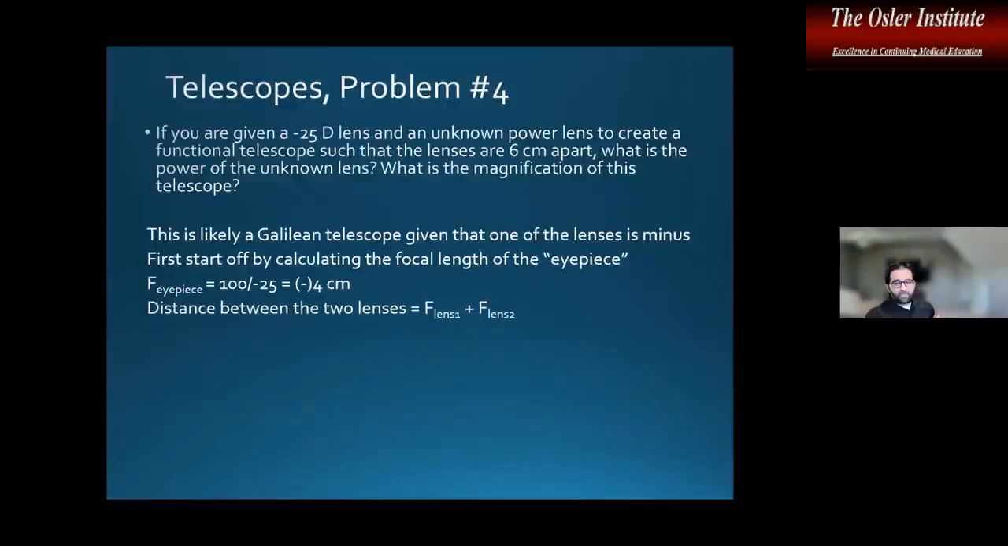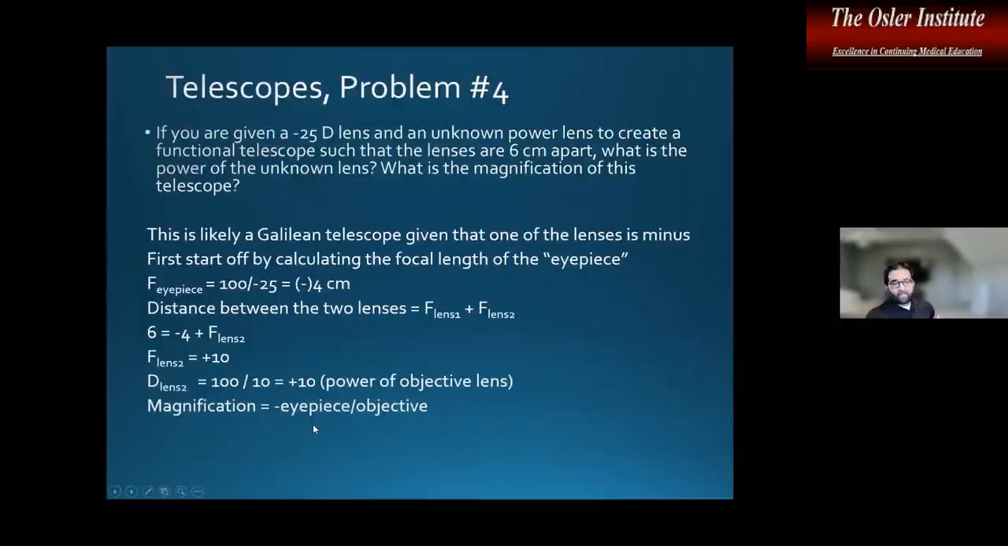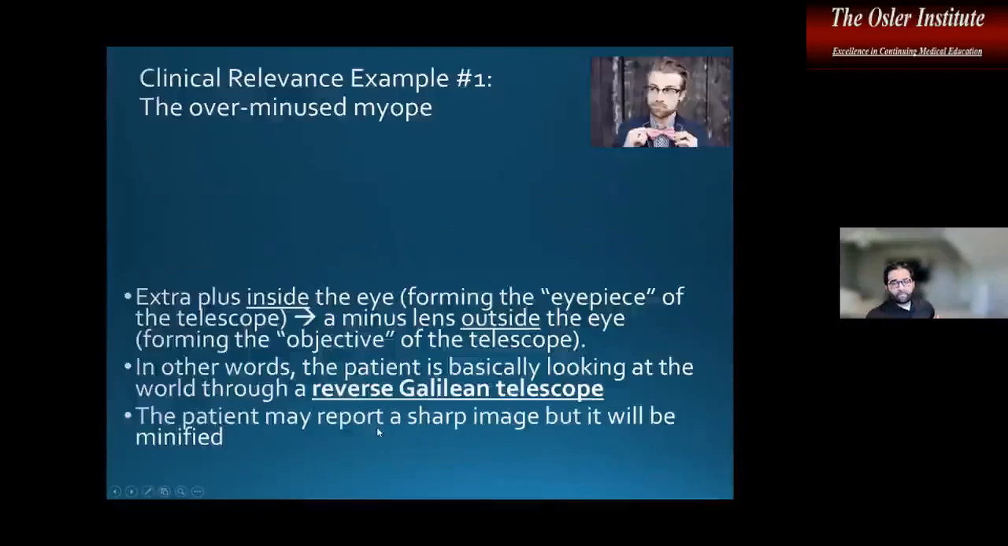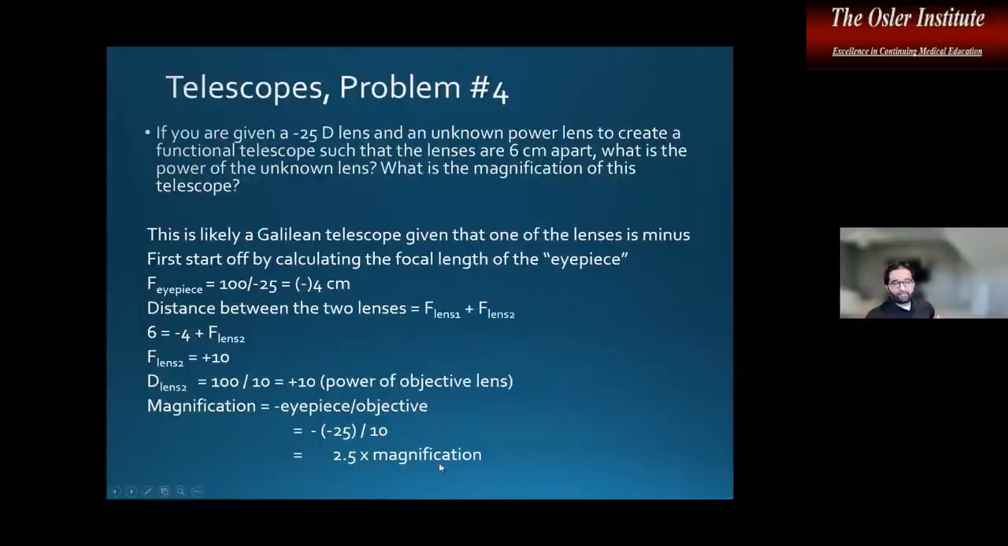So the distance between the two lenses must be the focal length of the first lens plus the focal length of the second lens. We know they want a functional telescope, so the lenses are 6 centimeters apart. So 6 equals -4 plus the focal length of the second lens. We bring the 4 over here. Focal length of the second lens must be 10. So therefore, the power of the objective lens is 10. Magnification is going to be minus the eyepiece over the objective, and it's going to give us a 2.5x magnification.